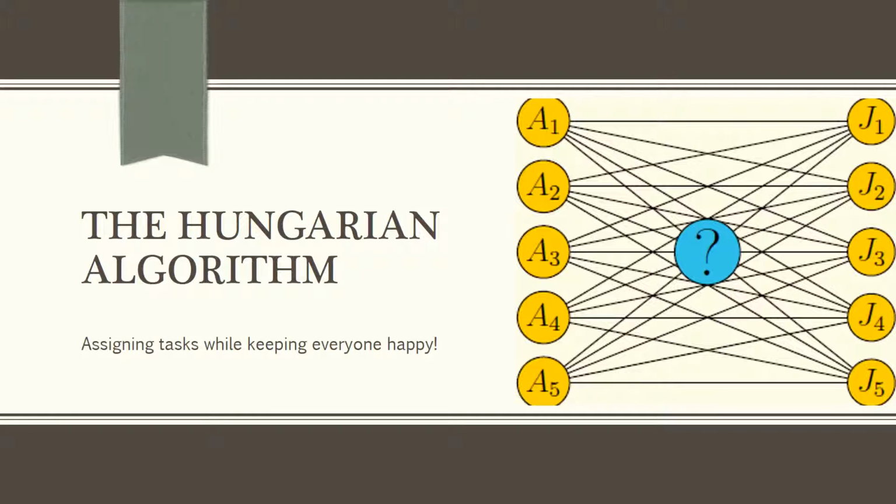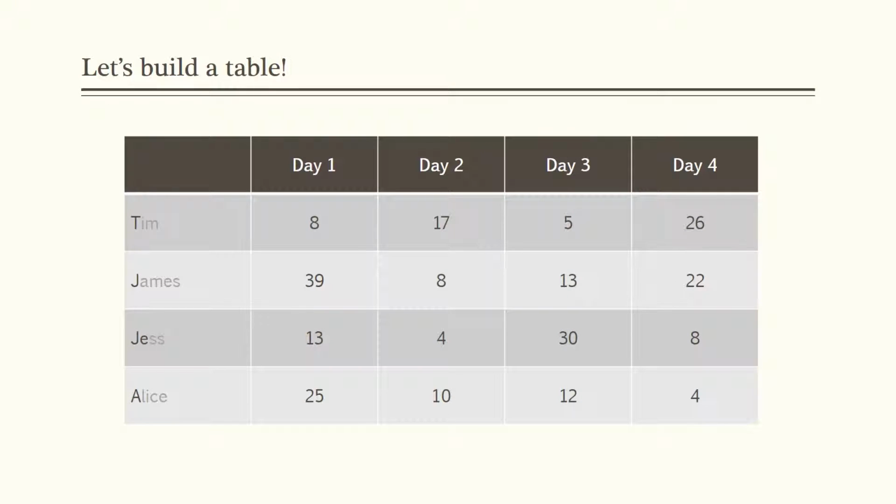To start the problem, first you need to create a table, like so. Let's say there are 4 people, Tim, James, Jess, and Alice, and they have 4 activities to do in 4 days. And the costs vary depending on the person who does it. And your job as a computer scientist is to find the minimal cost to do all of those jobs.